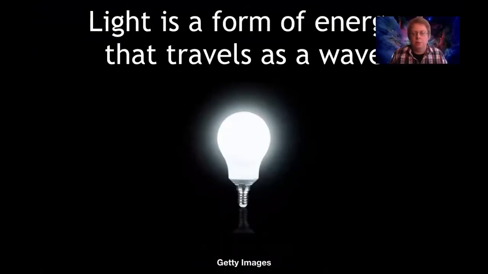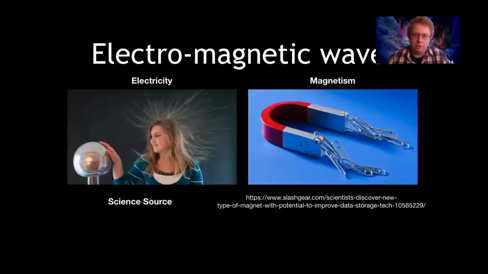Now, you're all familiar with light. We use it every day. We see it. Without light, we would literally be in the dark. But what does it mean to light? What do physicists mean when we talk about light? In particular, when we think of light, we think of it as a form of energy that travels as a wave. And in particular, light travels as electromagnetic waves.